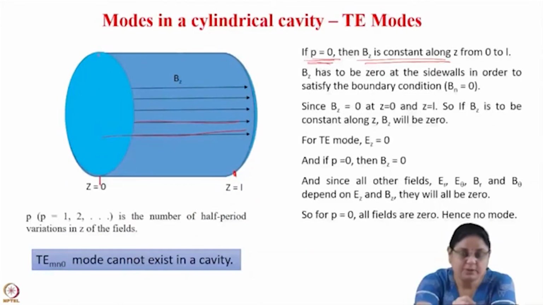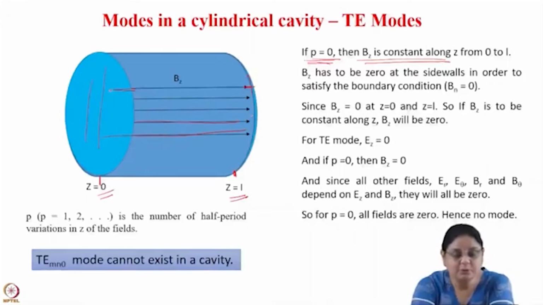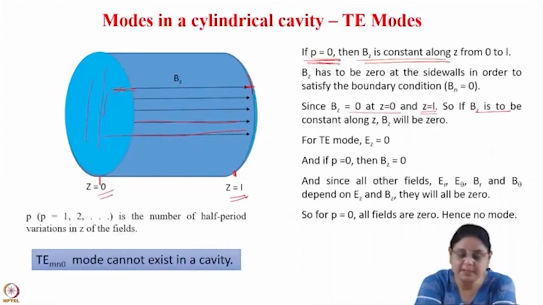Since it is a cavity, it has to be closed at both ends. When you close it with the end plate, at Z equal to 0 and at Z equal to L, this magnetic field becomes the normal component of magnetic field to both these surfaces. Since it is a normal component, it has to go to 0. So Bz is 0 at Z equal to 0 and Z equal to L, and P equal to 0 implies that Bz is constant. So if Bz is to be constant along the length, Bz has to be 0.